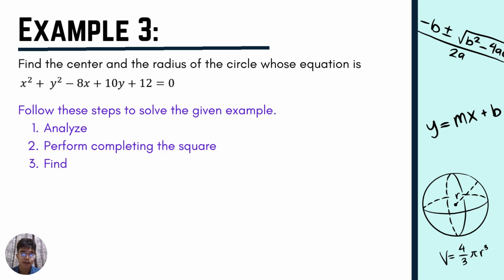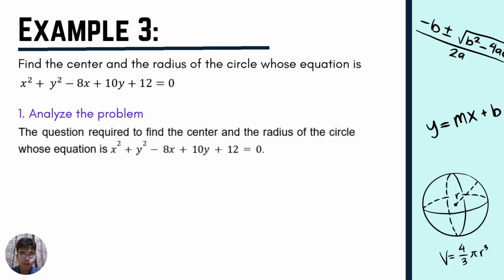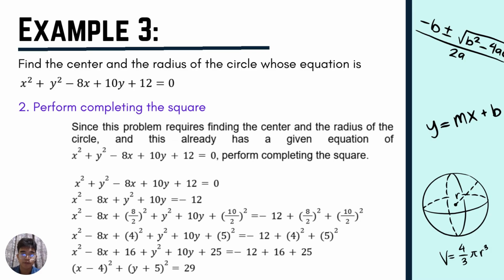First, we have to analyze the problem. Second, we have to perform completing the square. And lastly, we have to find the center and the radius. The question requires us to find the center and the radius of the circle whose equation is x squared plus y squared minus 8x plus 10y plus 12 equals 0. Since this problem requires finding the center and the radius of the circle, and this already has a given equation, now we will perform completing the square.